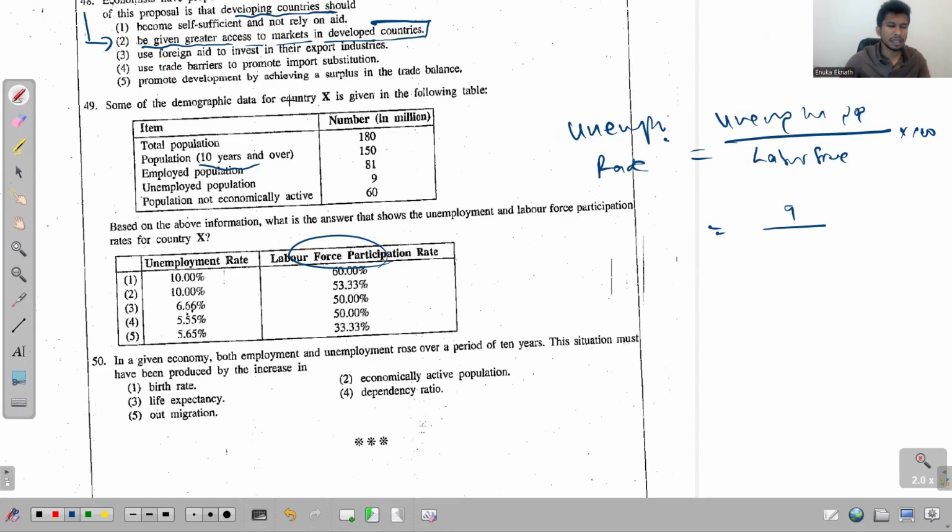If we take the labor force, this is the working age population, and from that if you subtract the population not economically active, if you deduct this 60 you get 90. Or if you get the total of employed and unemployed, you once again receive the same 90. So either way, you can just take it. Somehow you need to find the labor force and put it here and multiply that by 100. So obviously answer is 10%. So the unemployment rate is 10%.